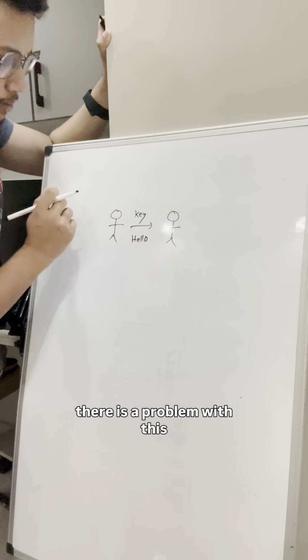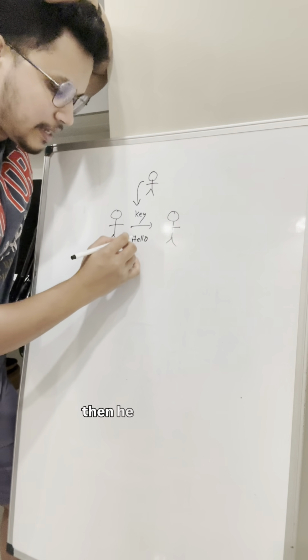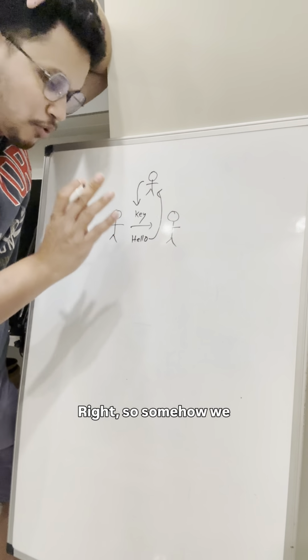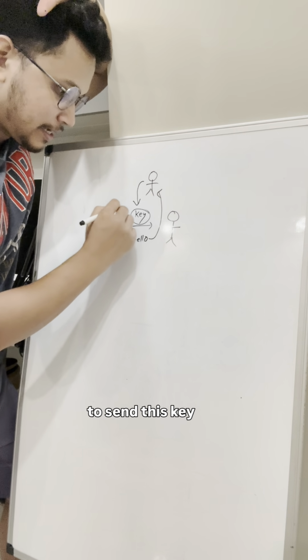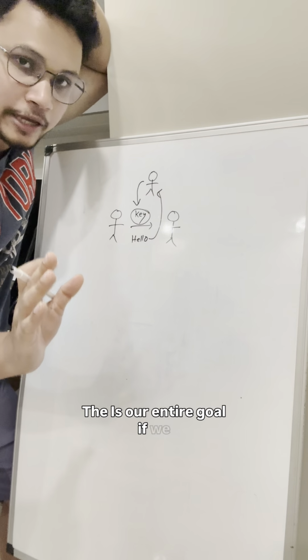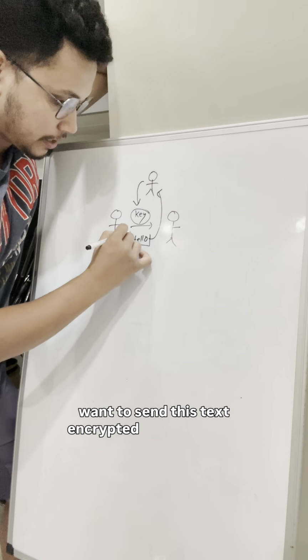Now there is a problem with this approach. If this man in the middle finds out about this key, then he also can very easily decrypt this. So somehow we have to send this key in a secure manner. This is our entire goal if we want to send this encrypted text.